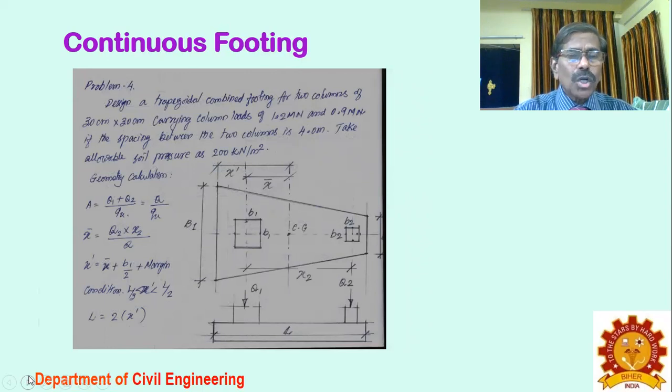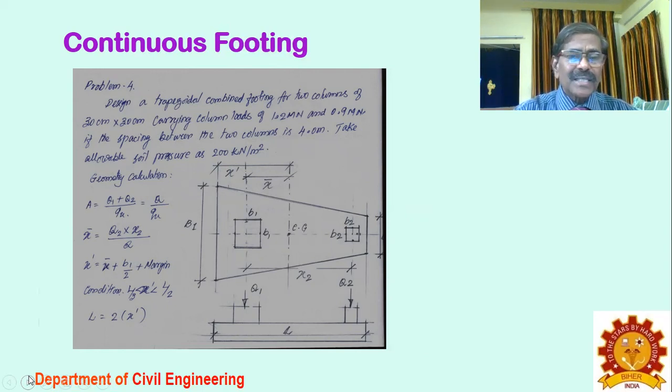Similarly, when the column loads are very heavy and sizes are very heavy when compared to the other column, you provide a larger area of spread for the larger column and a smaller area of spread of the foundation for the smaller column. Then when we have a combined footing of this, you end up with a trapezoidal continuous footing.